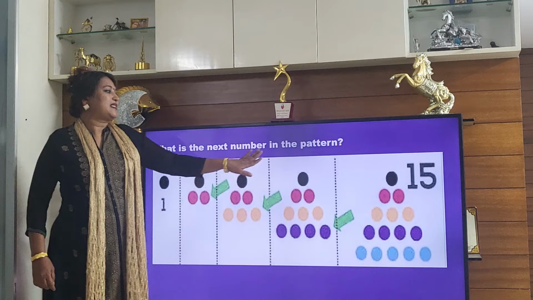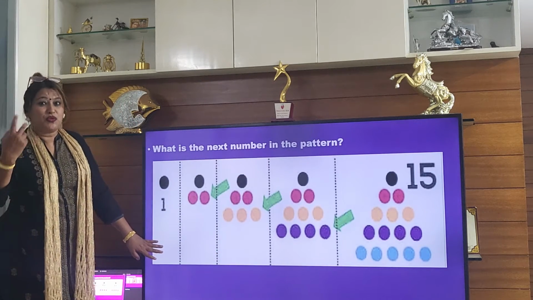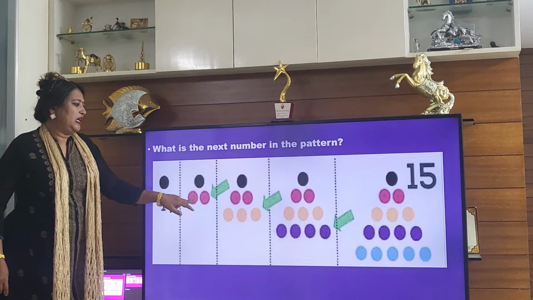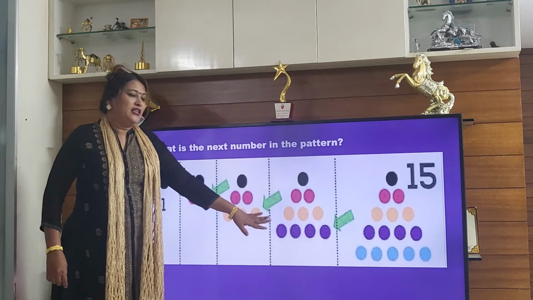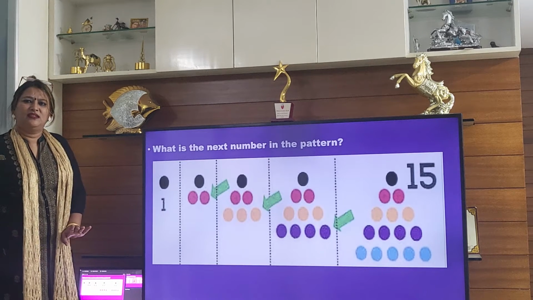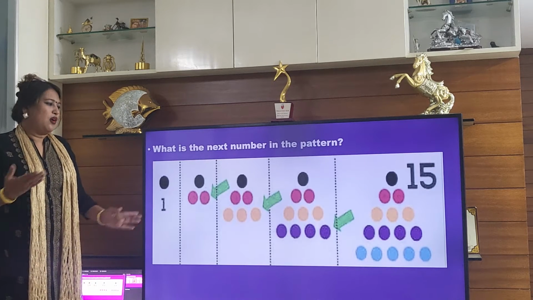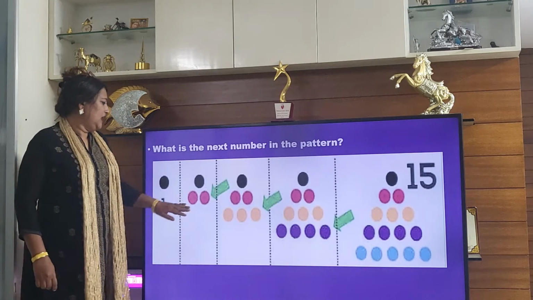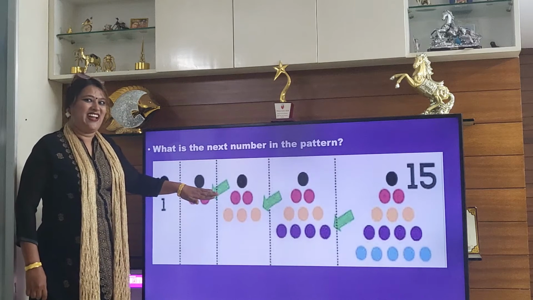Now, what is the next number in the pattern? See, you're supposed to use your observation skills here. 1, 3, 6, right? So how the numbering goes, there is something fishy here. You need to find out what pattern is actually followed. If you observe closely, you'll get to know. Here, there's only one circle. Here, only the bottom row is getting added. The bottom row is an extra addition.